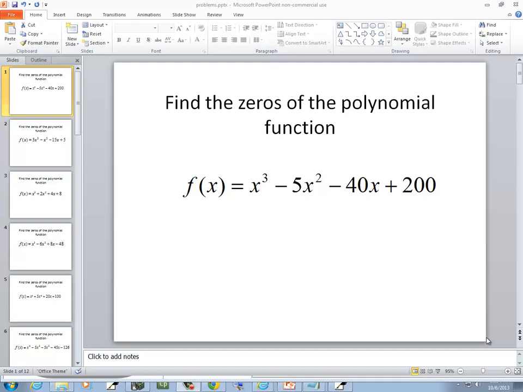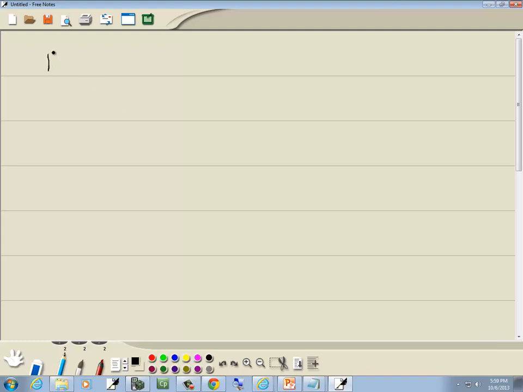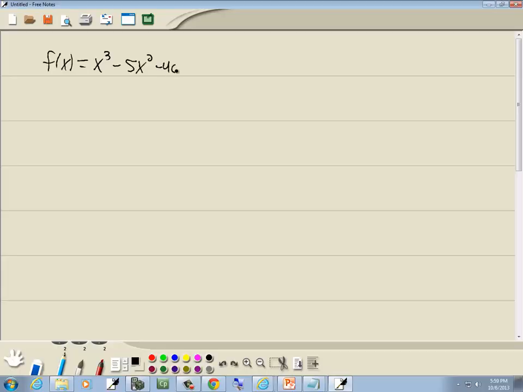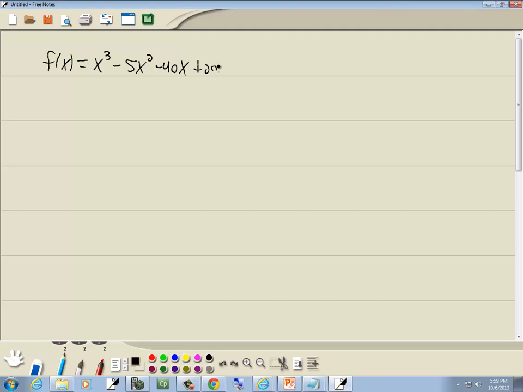In this problem, we want to find the zeros of the polynomial function. So we've got f of x is equal to x to the third minus 5x squared minus 40x plus 200. And we're finding the zero, so that means we set this equal to 0. So we've got x to the third minus 5x squared minus 40x plus 200 is equal to 0.